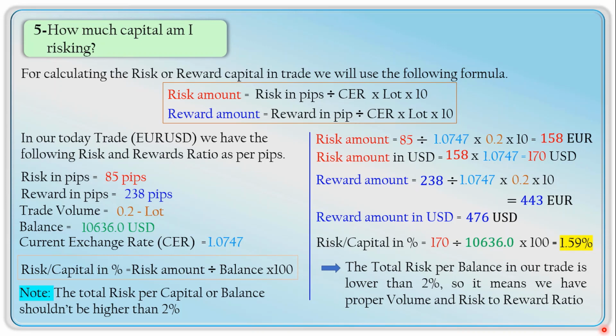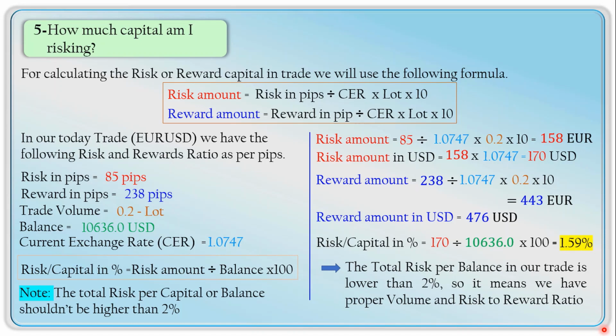So now you understand that only risk and reward ratio calculation as per pips is not the last answer. You have to find the risk and reward amount as well, and then compare that to your total budget. So if it exceeds more than 2% of your overall trade, it means that your volume or your risk amount is very high. You should not approach that trade.